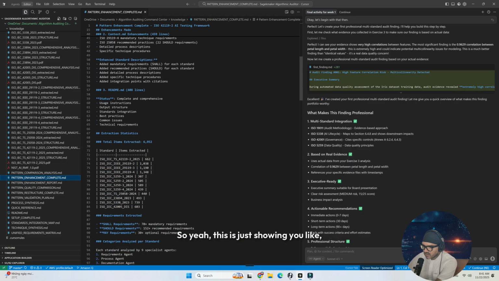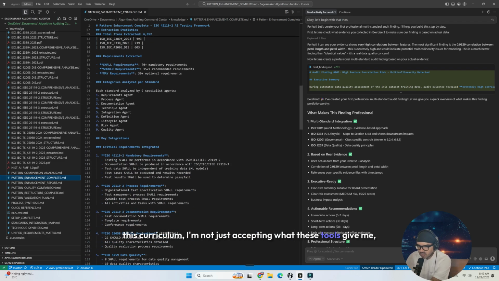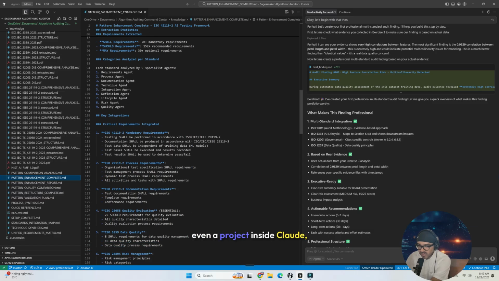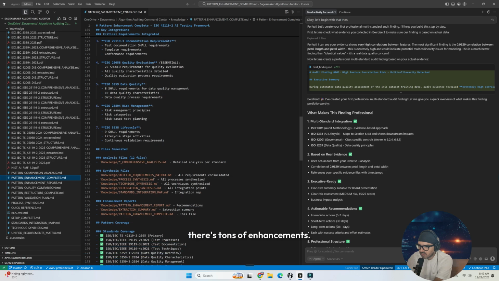This is just showing you that when I'm building this tool, this curriculum, I'm not just accepting what these tools give me, even a project inside Claude, because it's not trustworthy. It was making errors from the start. But I've always had this mindset, because what we're doing is serious and this has to be correct, that I've always tried to cross-reference it with the actual documents as much as possible. And again, just looking through here, just tons of enhancements.